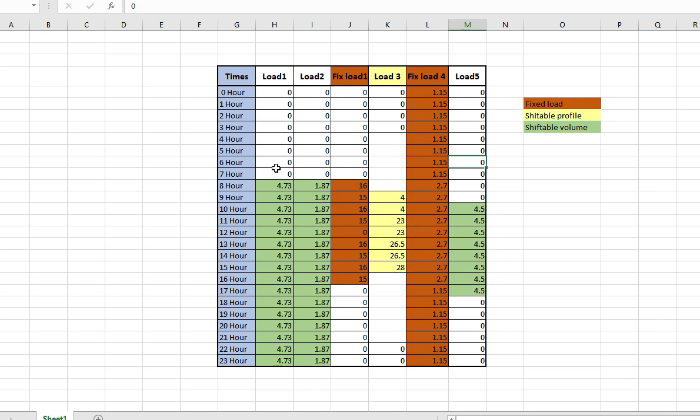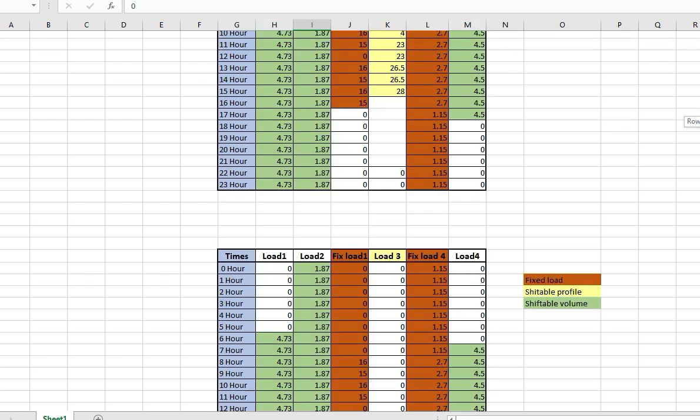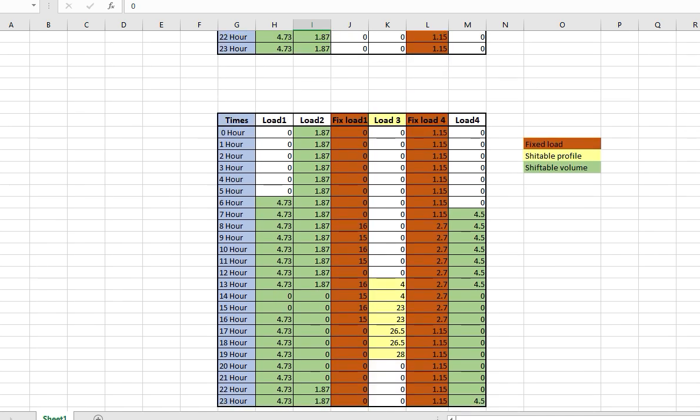I have a choice to operate this specific load at any hour, without any arrangement, without any order. So I have a choice for these three loads, these green loads. So these are actually the shiftable load profiles. For example, just an example, this load is fixed, this one is fixed.